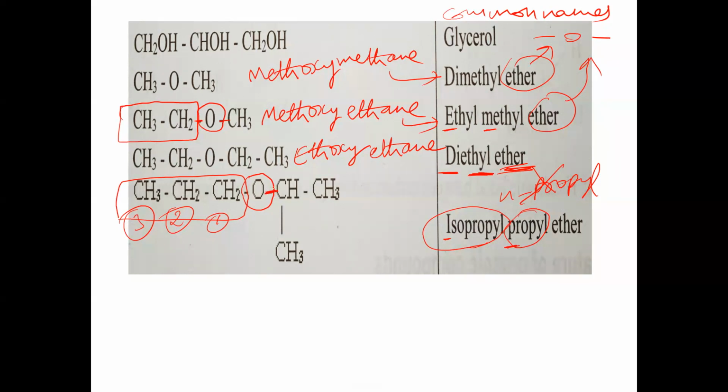Suppose numbering this side, if you take this one as the parent chain, number 1 will be here, number 2 will be here, and the methyl group will be on this carbon. So 1 methyl will come, and 2 propoxy will come. Here, if you take number 1 here and number 2 here, the longest chain is these 2 carbons.